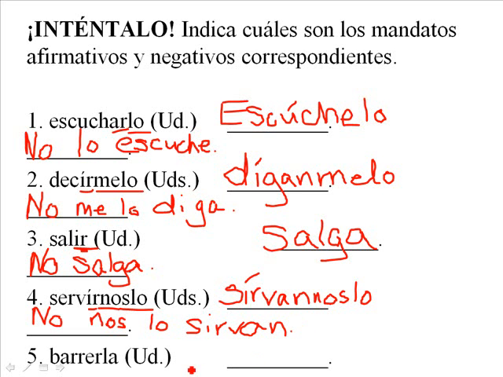Barrerla. Usted. La is our pronoun. Barro would be the yo. We're going to drop that o and use barra la. Bárrala. No la barra.